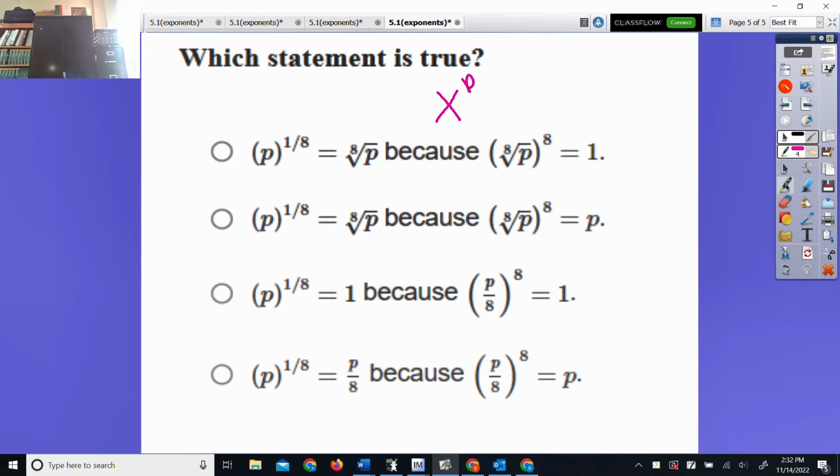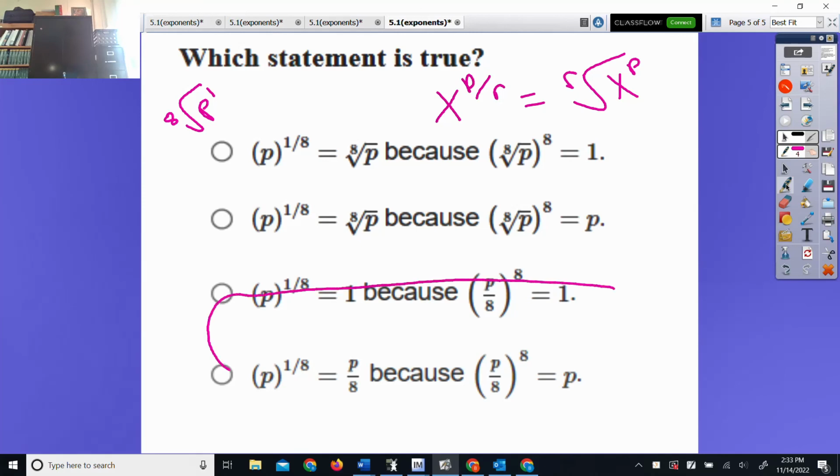Somewhere in your notes, you have x to the p over r. Is the rth root of x raised to the p. So when I see p to the 1/8, I think the 8th root of p to the first. But that means that if I chose C or D, they're wrong. That's what that means. Because that rule cannot be interpreted as choice C or D. So it's got to be A or B.